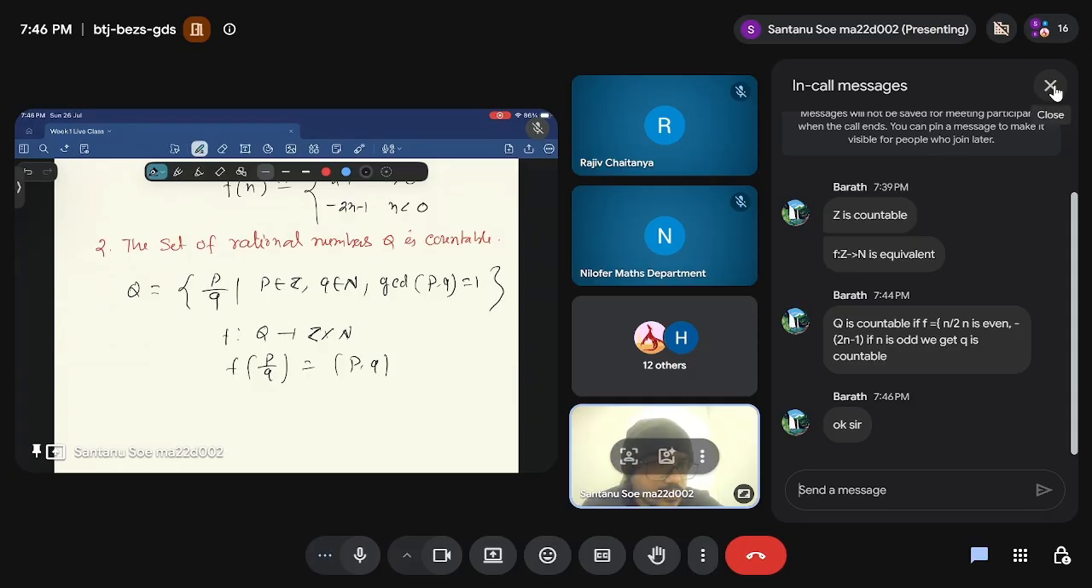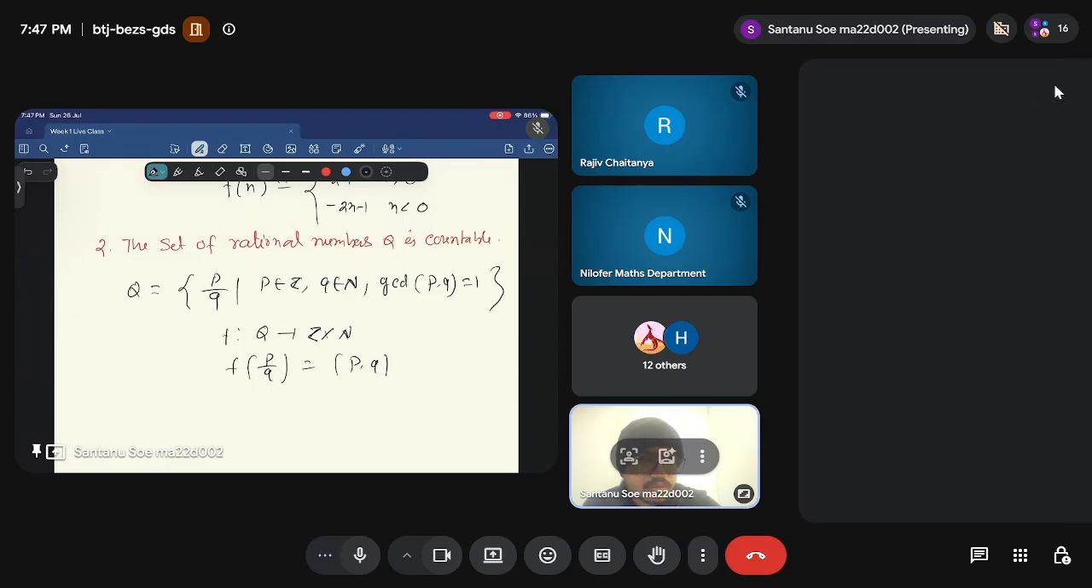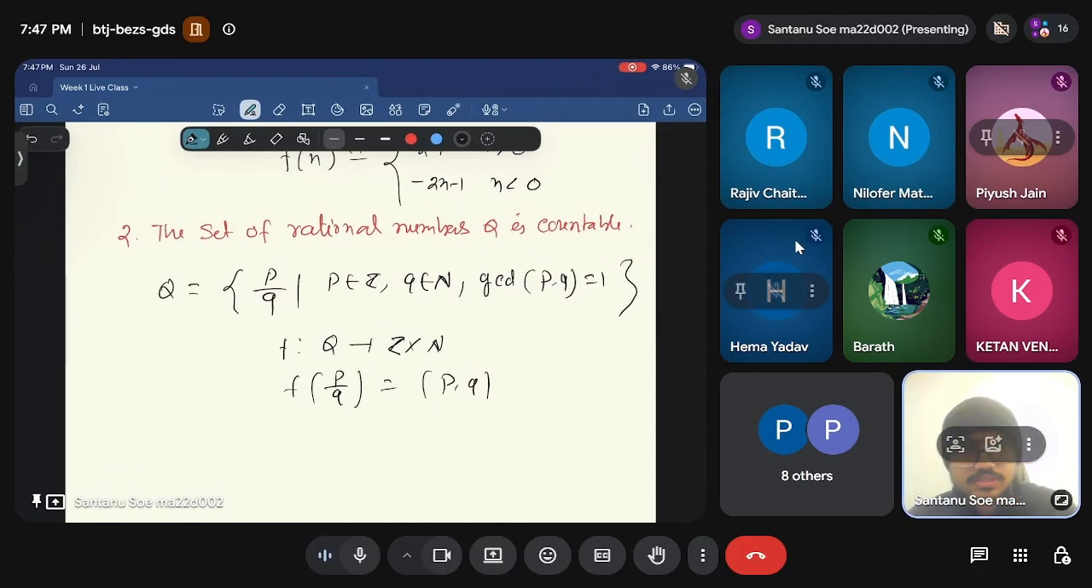Someone has written Q is countable if f equals n by 2 when n is even. I think you are trying to find a bijection between the set of natural numbers and the integers, right? Not Q. This way Q doesn't work.